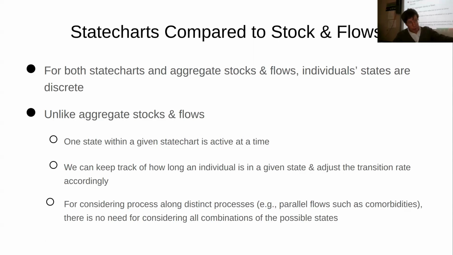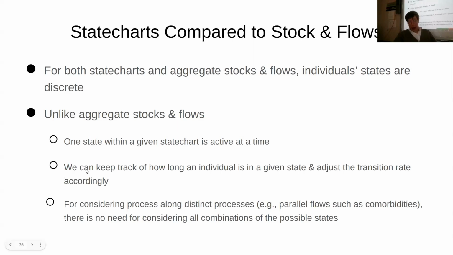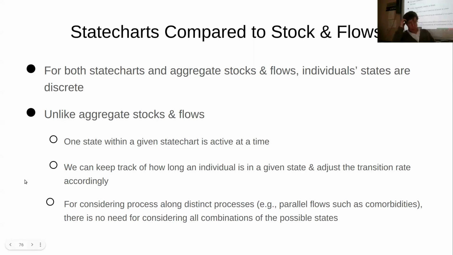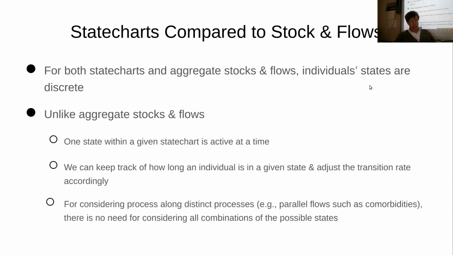And here, it's not like there's a count of people in this. A given person is in a specific state. And we can keep track of how long that individual has been in that state and adjust their chance of leaving per unit time accordingly. By contrast, we cannot do that here. We can't keep track for each individual of how long they've been in the infective state and have their chance of leaving per unit time vary in that way.